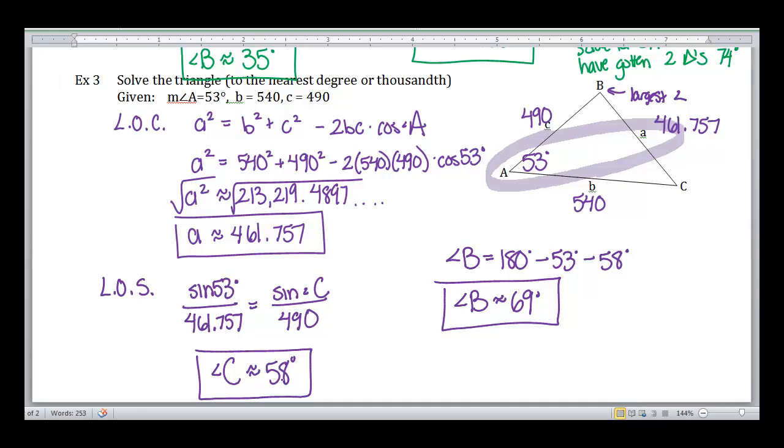When I was done doing that, I took the given measure and my 58 degrees for angle C and subtracted them from 180 to get angle B.